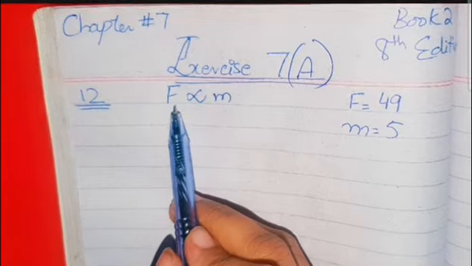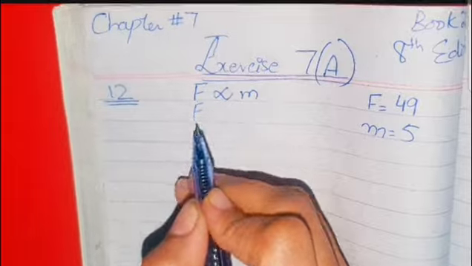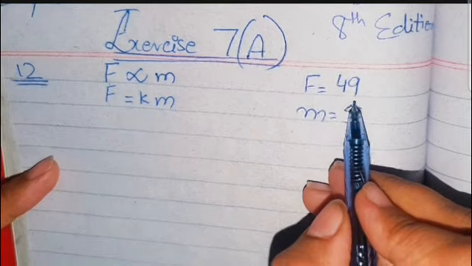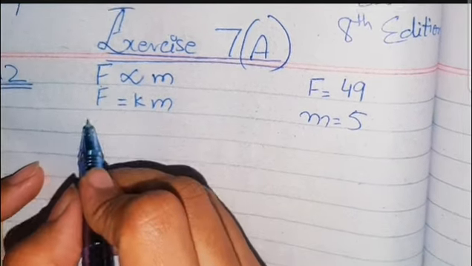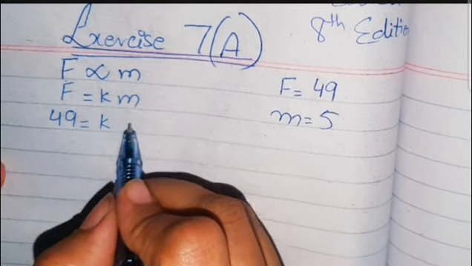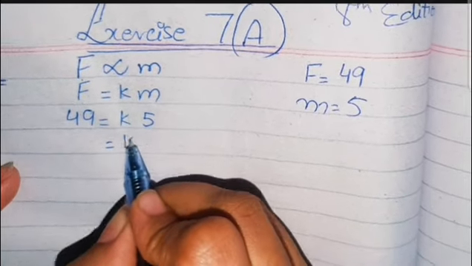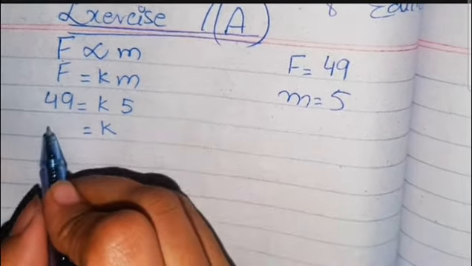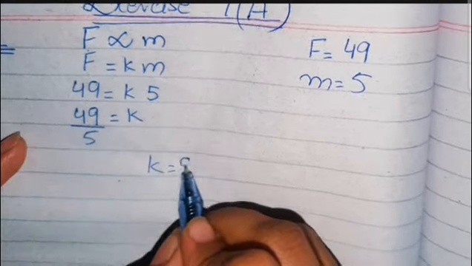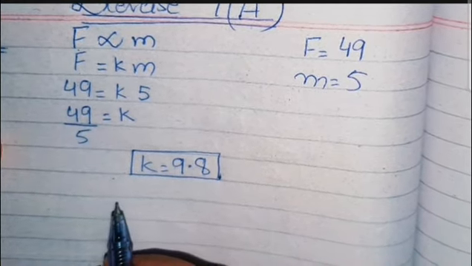First of all, what is given in the question is that F is directly proportional to m, and to remove the sign of proportionality we use F equals K m, and m I am writing as it is. Now the values of F and m are given in the question. I am just putting the values: 49 is equal to K, and the value of m is 5. Now we are going to solve. I am writing K as it is, and 5 is multiplying over here. If we shift it to this side, it would be divided, and if we divide, we will get K equal to 9.8. So the value of K we have found is 9.8.